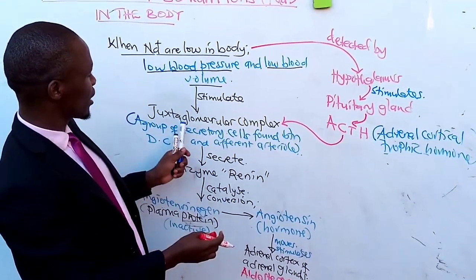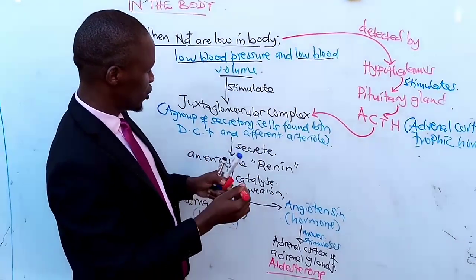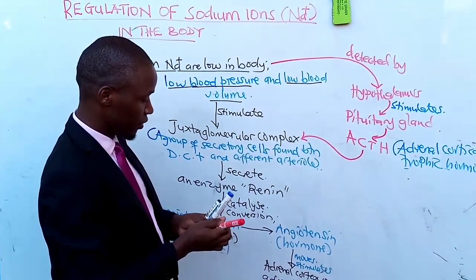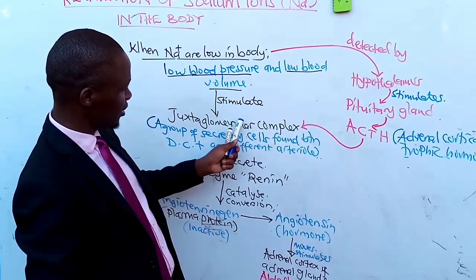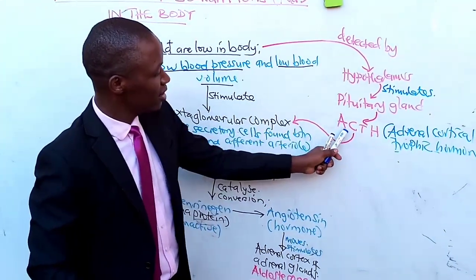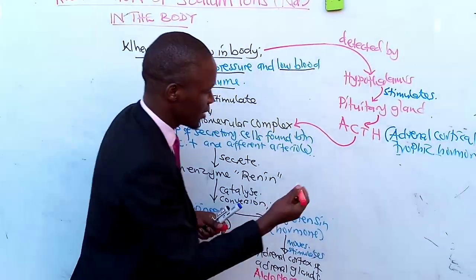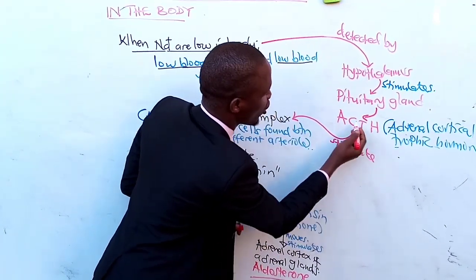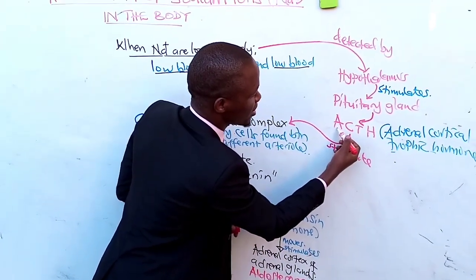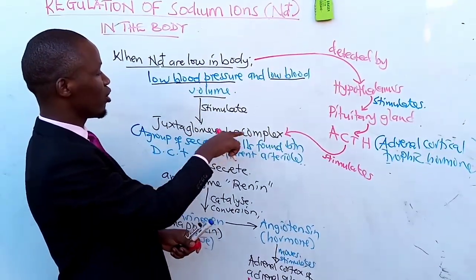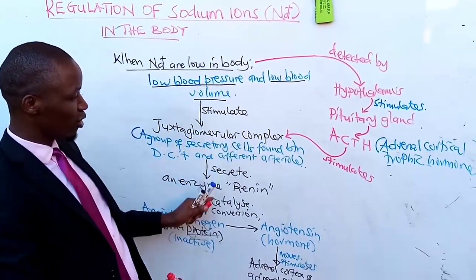Now the juxtaglomerular complex, after it has been stimulated by the impulses which have come from ACTH, then these impulses stimulate. Let me write here that this hormone, the ACTH, comes and stimulates the juxtaglomerular complex, and then the cycle repeats.